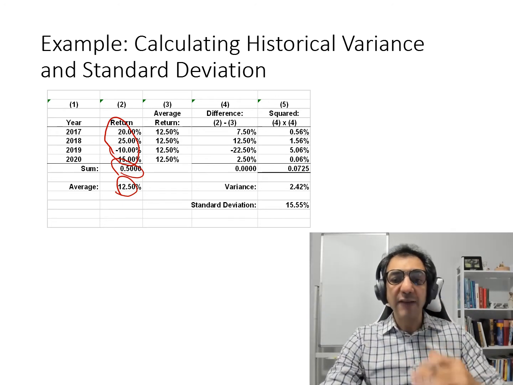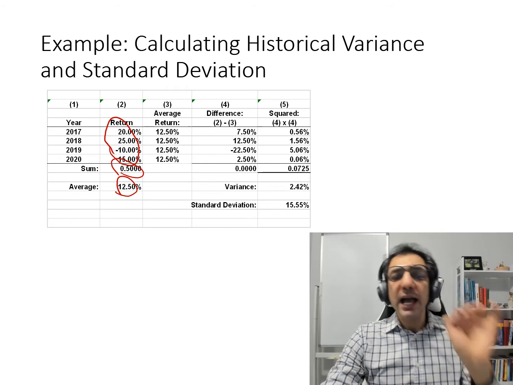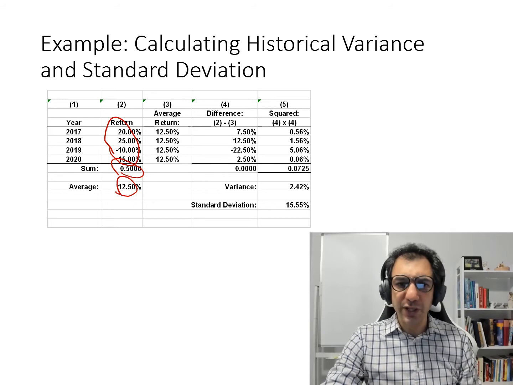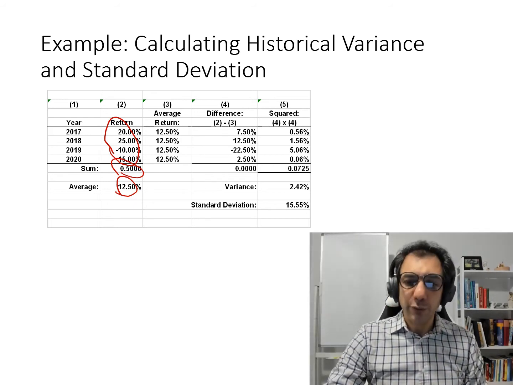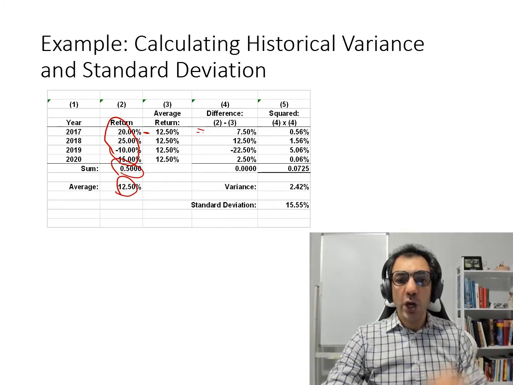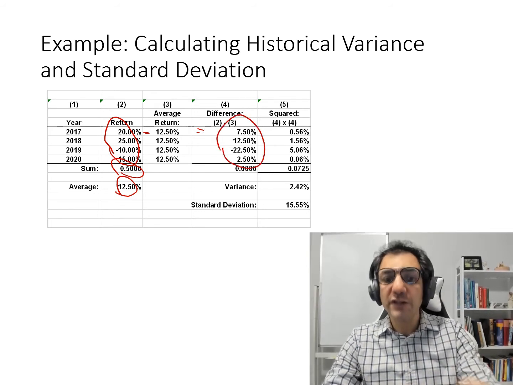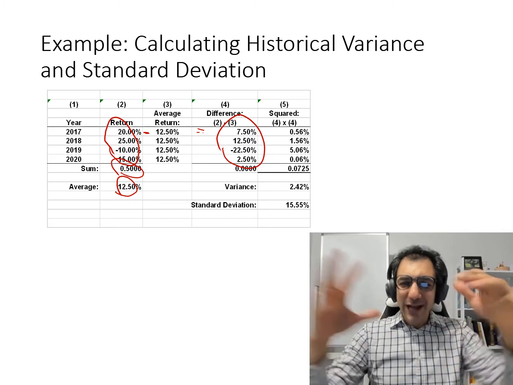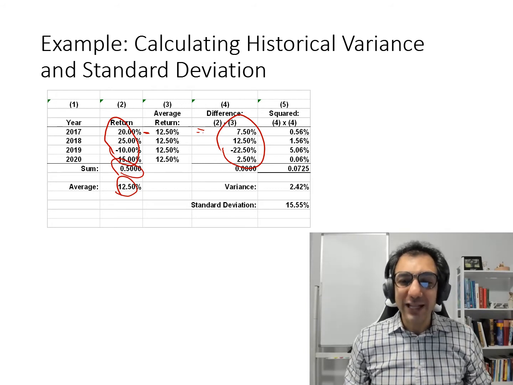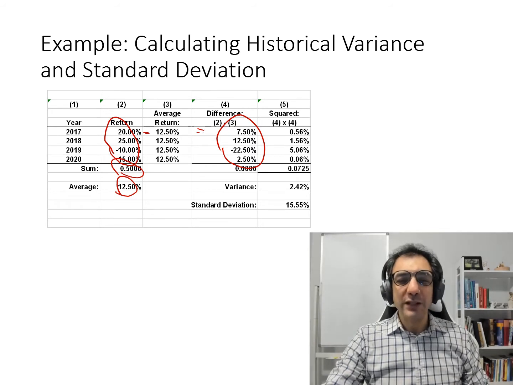These are the steps. After finding the return, you need to find the difference between each individual return and the average return. For example, for 2017, your return is 20%. Your average return is 12.5%. So the difference between 20% and 12.5% is 7.5%. We'll do the same thing for the following years, so we'll find 4 differences here. And as you notice, if you add all these differences, the sum should be 0. That's one way you can verify that you calculated these differences correctly.